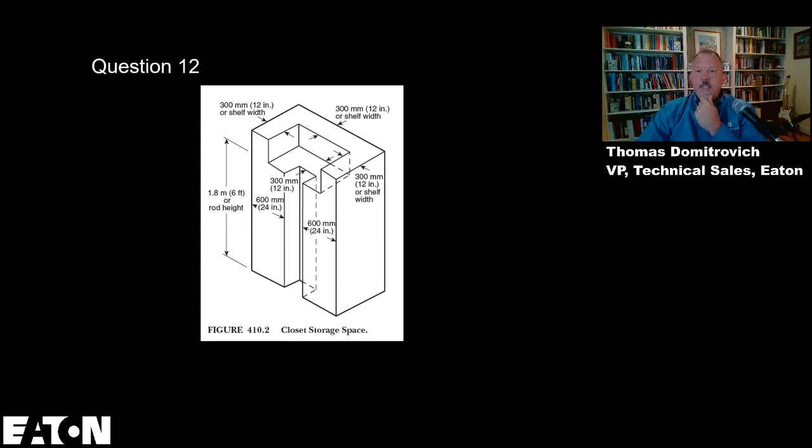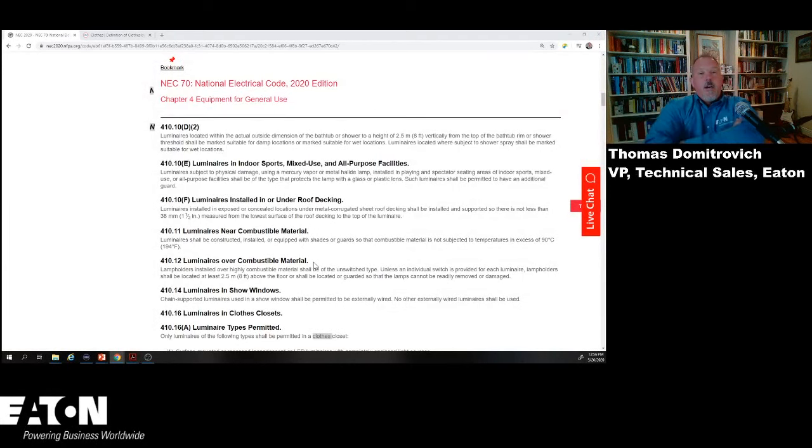Okay, so we got Gary Beckstrand, other combustible materials covered in 410.11. Yes, linens are covered. 410.11. So Gary Beckstrand is saying we've got other closets in 410.11. Very good point, Mr. Beckstrand. In 410.11, it says luminaires shall be constructed, installed, or equipped with shades or guards so that combustible material is not subjected to temperatures in excess of 90 degrees C.